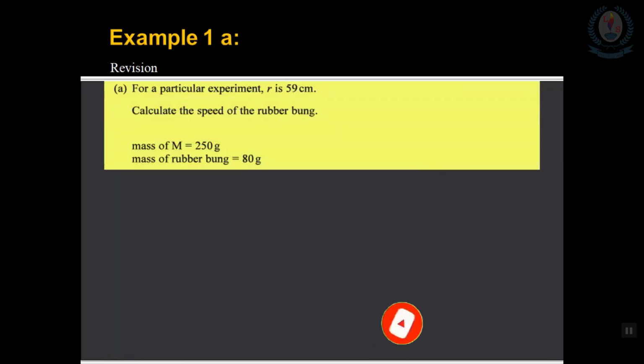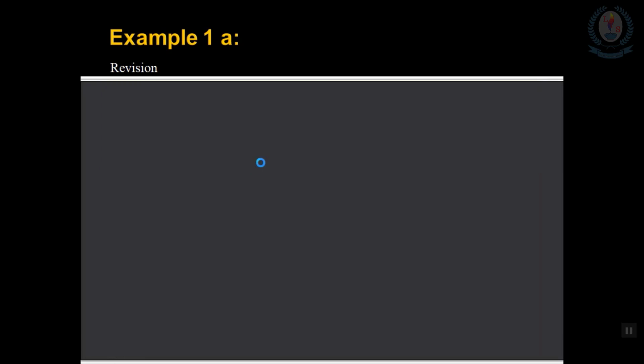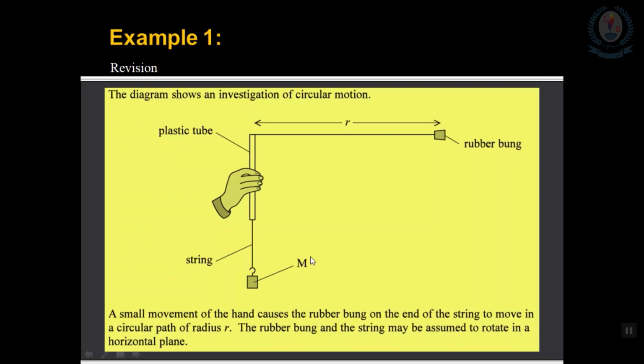Right. Example 1. Calculate the speed of the rubber band. Radius is given, 59 centimeter. Capital M is given. Mass of the rubber band is given, 80 gram. Okay, now I will go back to the question. Why is capital M given?